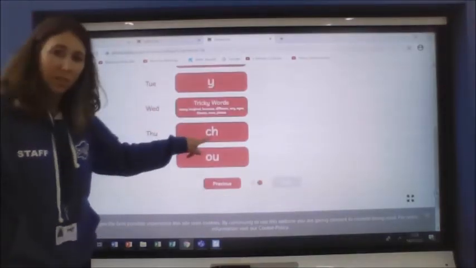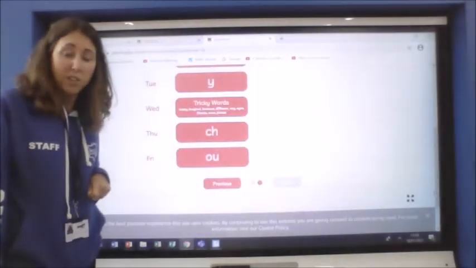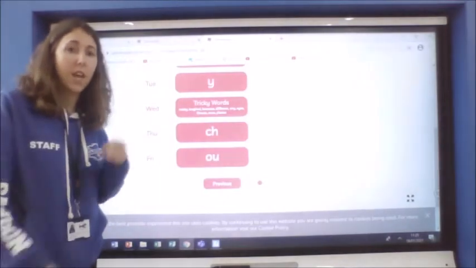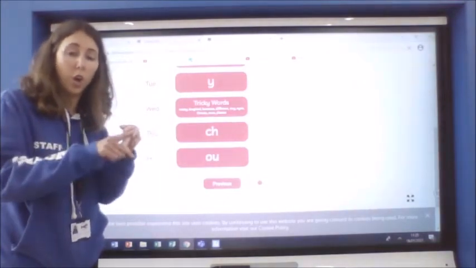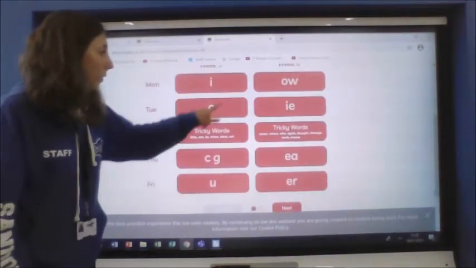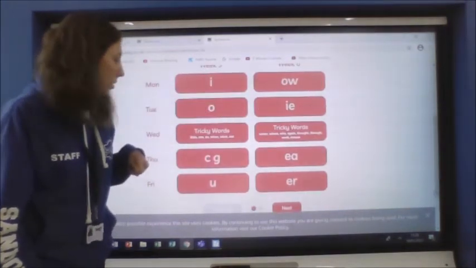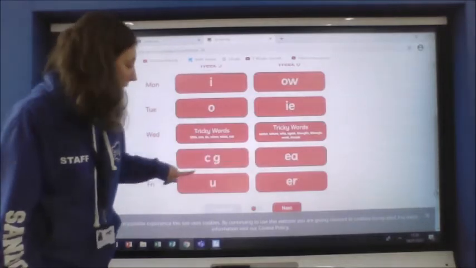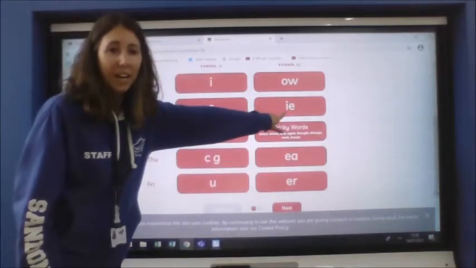So there's some on the first page, there are some on the second page. So on the second page, look, you can see we've got CH there. So that's what we did last week, wasn't it? CH making the sh or the k sound. So you might want to have a little go at that one. We've got OW, we did that one last week as well. We did EA last week, and then yesterday we did I and E.